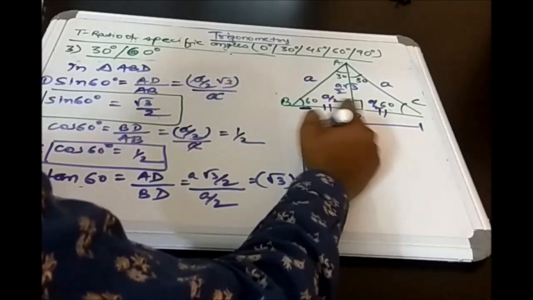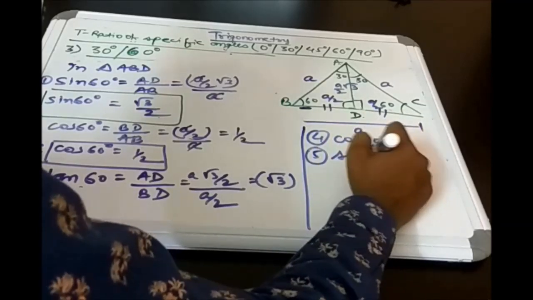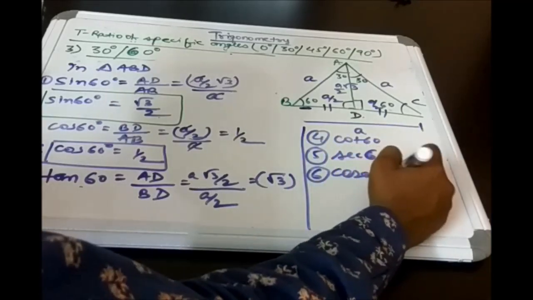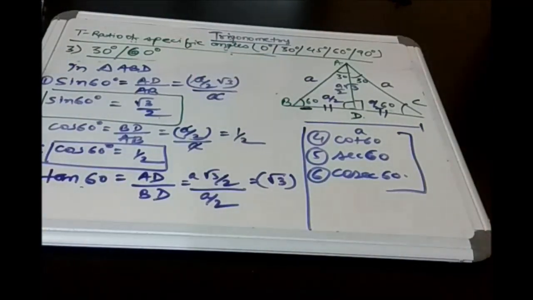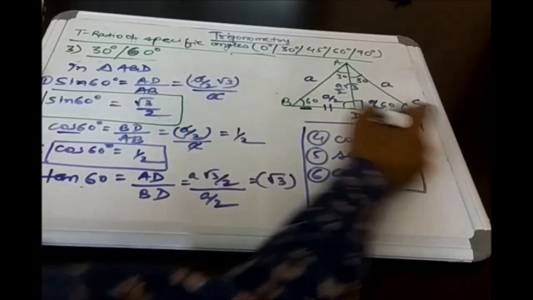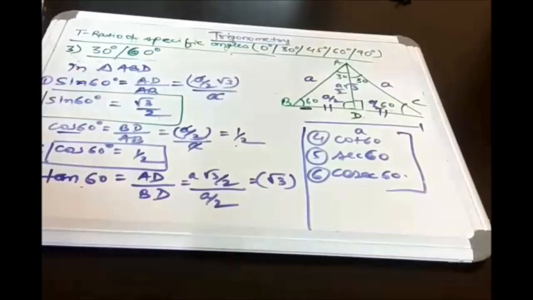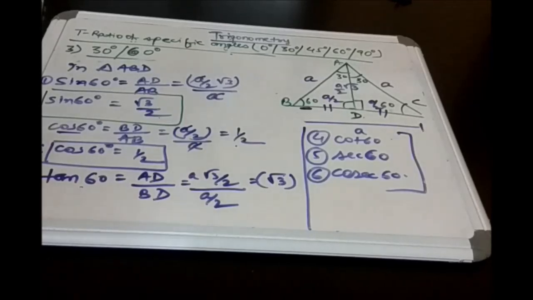Similarly, you can derive cot 60, sec 60 and cosec 60. This is very easy. I will leave it to you to derive cot 60, sec 60 and cosec 60. Cot 60 is cos by sine, cos 60 by sine 60. Cos 60 is half divided by root 3 by 2. So it will become 1 by root 3. Similarly, sec and cosec 60 degree, their value you can very easily derive.